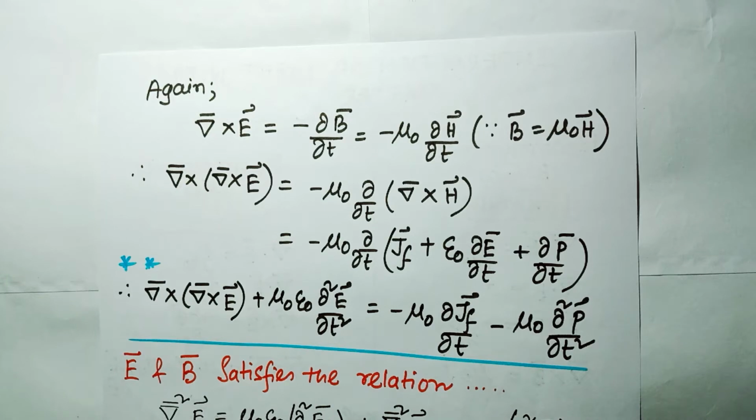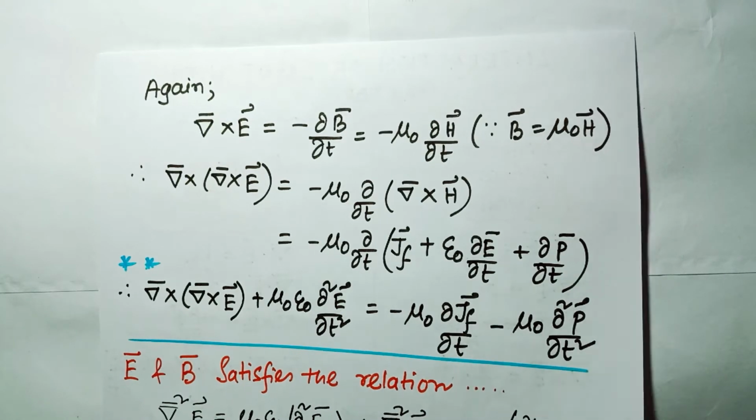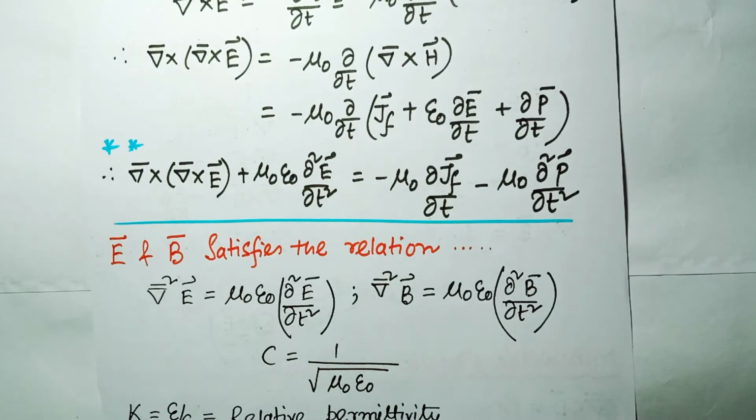So I take the term mu naught epsilon naught del 2 E by del t2 to the left side. It becomes curl of curl of E plus mu naught epsilon naught del 2 E by del t2 is equal to minus mu naught del Jf by del t minus mu naught del 2 P by del t2. And we also know that E and B satisfy the relation grad square E is equal to mu naught epsilon naught del 2 E by del t2. This is the plane wave equation, and grad square B is equal to mu naught epsilon naught del 2 B by del t2. So E and B both are solutions of the normal plane wave equation.